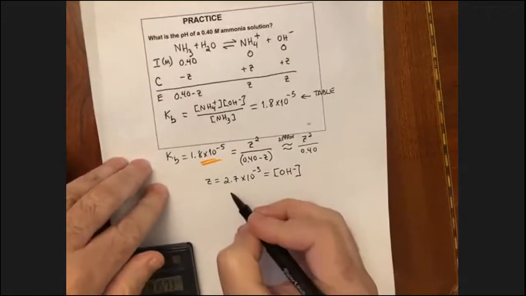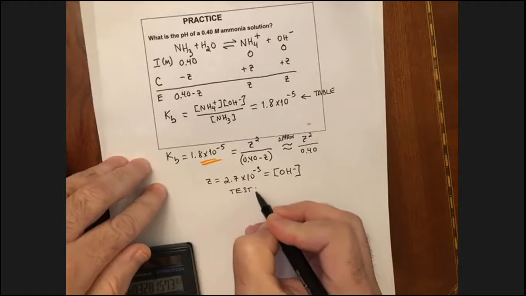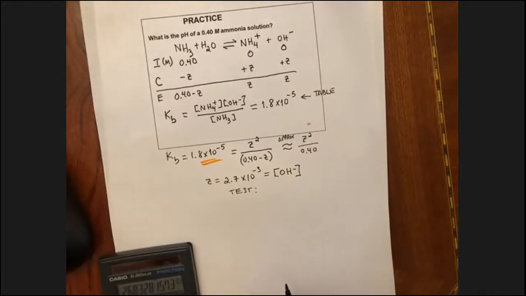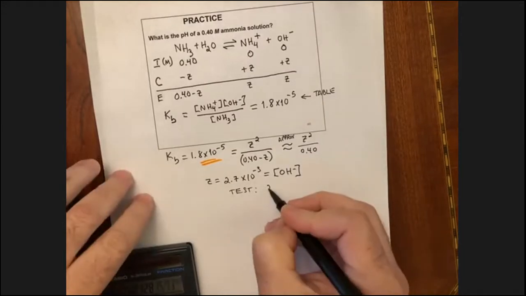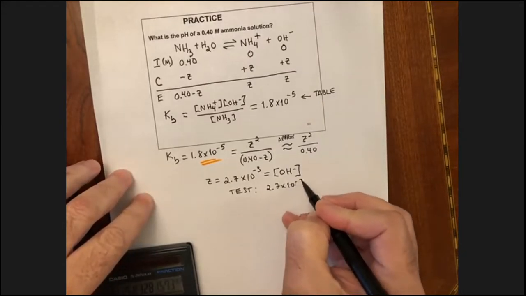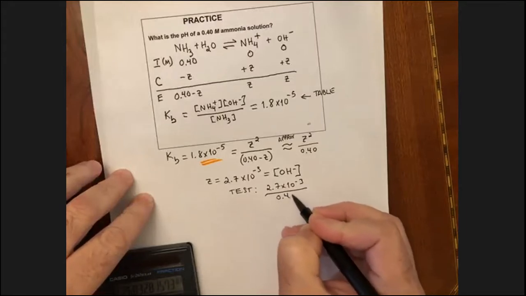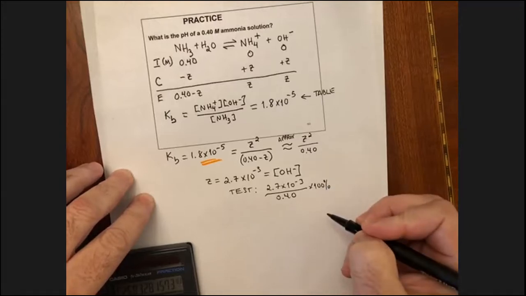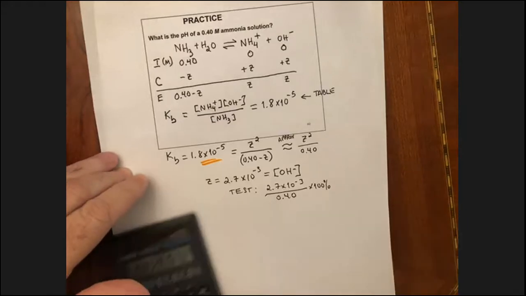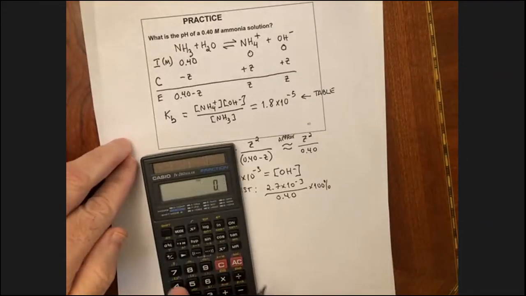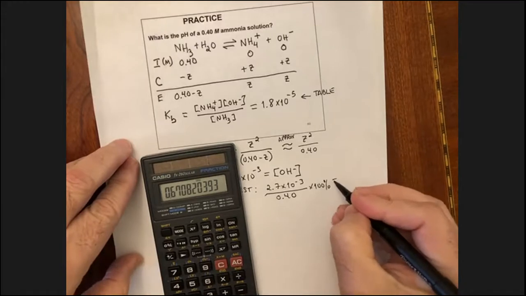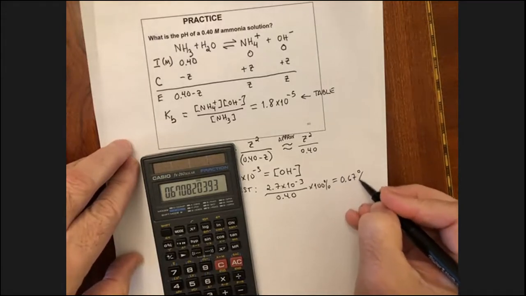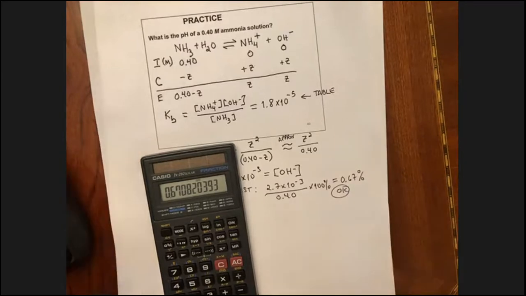Let's start out by testing our approximation to see if it was worthwhile. So we have to see if 2.7 times 10 to the minus 3 divided by the initial concentration 0.40, times 100%, is less than 5%. I'm going to divide by 0.4 times 100, and I'm getting basically 0.67%. So that means that our approximation is okay. We can use the value we obtained for X.